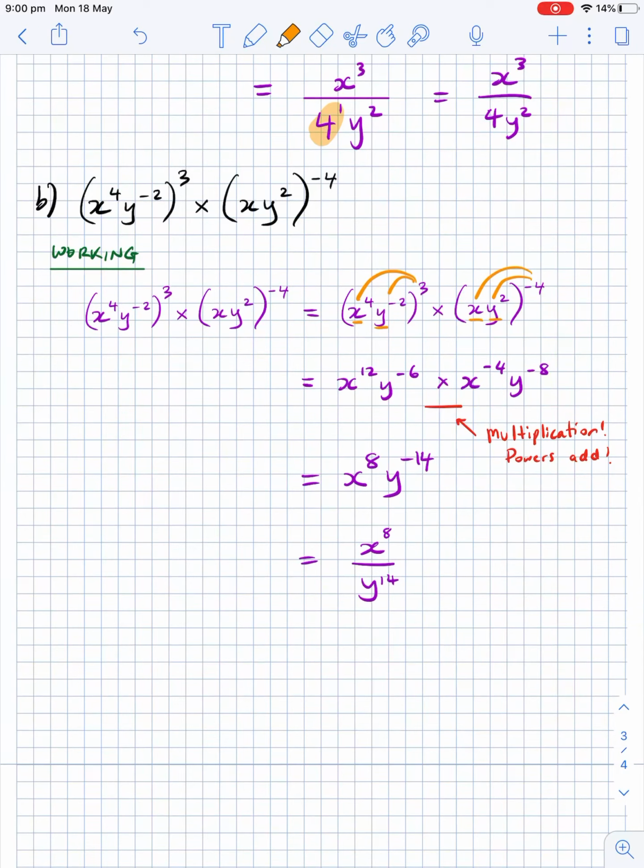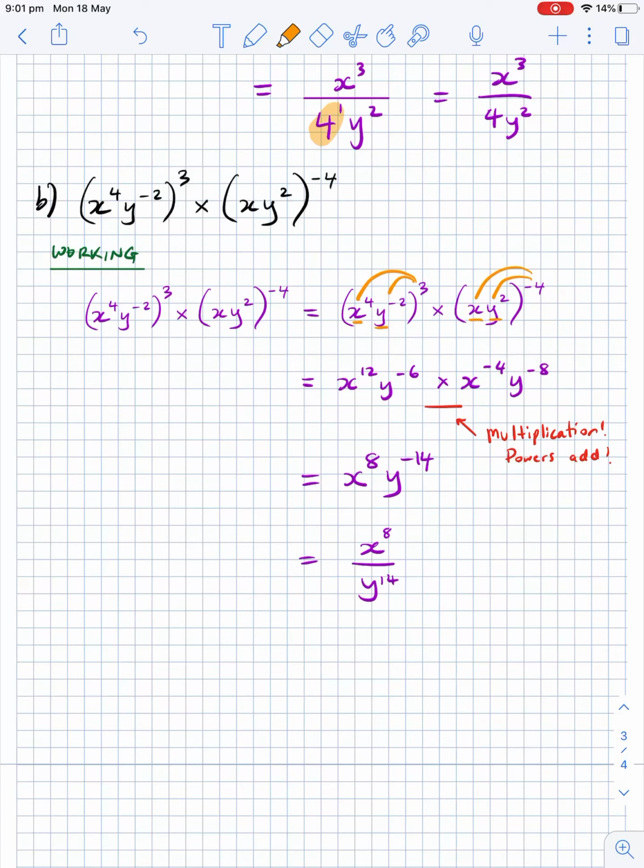Question B, a little bit tricky again. We've got all these brackets to deal with. So again, we've got powers of powers, so we're going to be multiplying these numbers together. So x to the power of 4 times 3 gives us x to the power of 12. 3 times negative 2 gives us y to the power of negative 6. And this one here, the negative 4, is going to go with the x to make x to the power of negative 4. It didn't have any power with it.